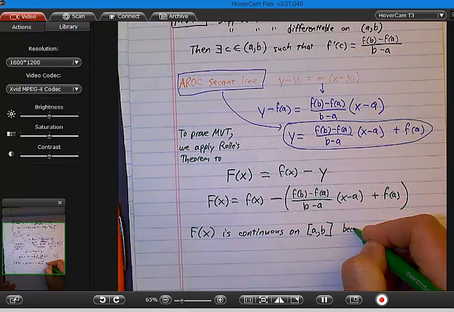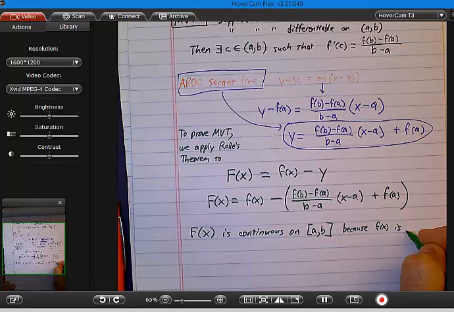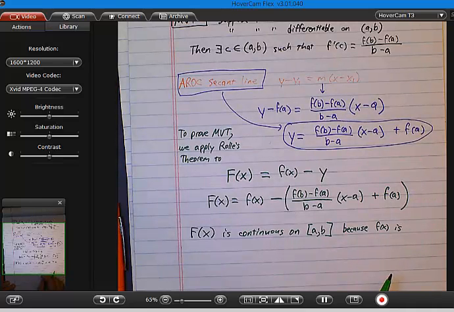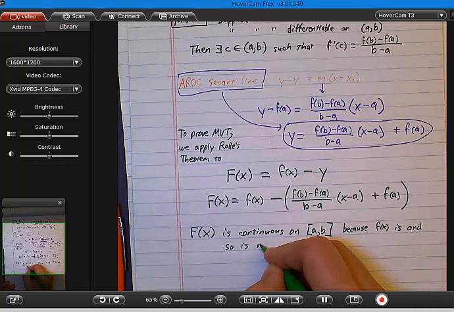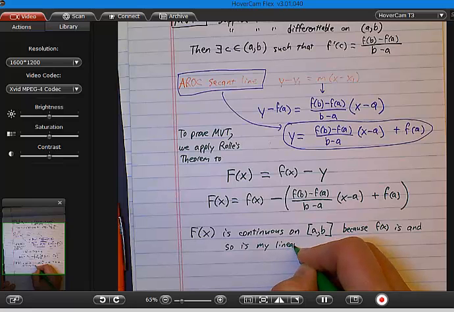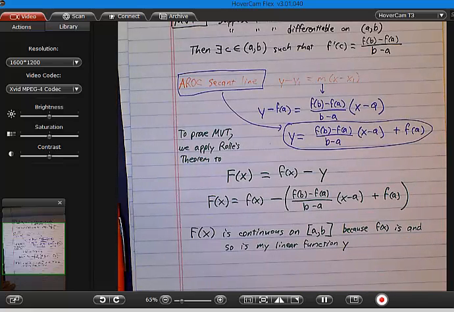Yes, because little f(x) is, and so is my linear function y, right, this thing. And so I'm subtracting two continuous functions, right? And if you subtract continuous functions, the result is continuous. Check. Do you understand my argument there? Is that okay? All right, what's the next thing to check?